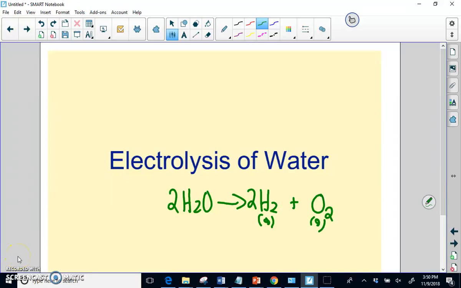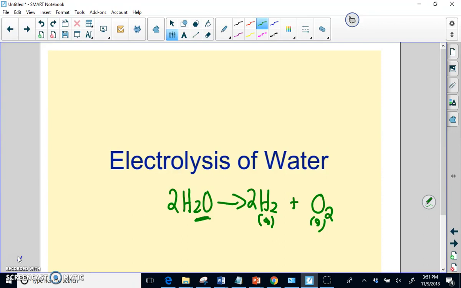So the last part of this lesson is talking about the electrolysis of water. The electrolysis of water is taking water and splitting it up into its atoms. In this case, we're going to form hydrogen gas and oxygen gas. And remember, you need these twos here, because they're diatomics.